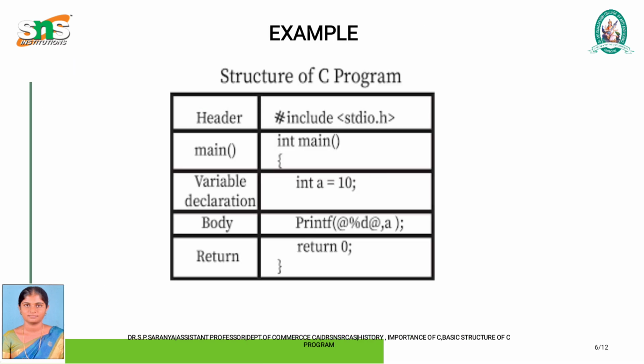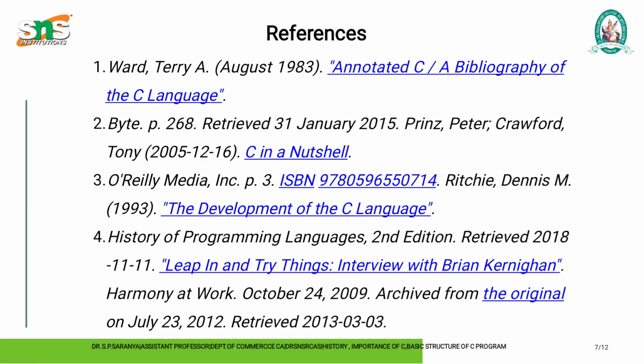This is a simple example of a C program. The header file is include stdio.h, and in the main function, int main, we declare a variable. Then variable declaration, int a, an integer number. The value 10 is assigned to the variable a. So we have to display the value of a, so we give the printf statement. The printf statement is used to print the result. Then return 0. So the output will come as a value is equal to 10.